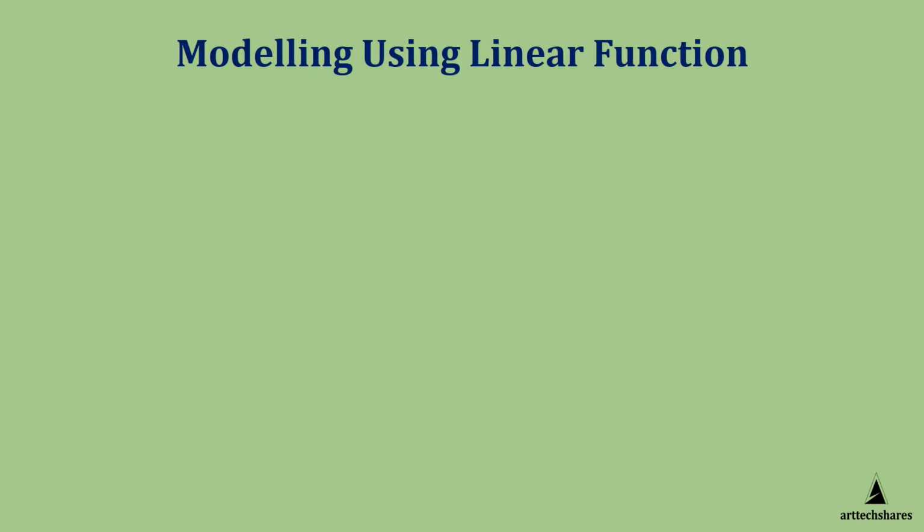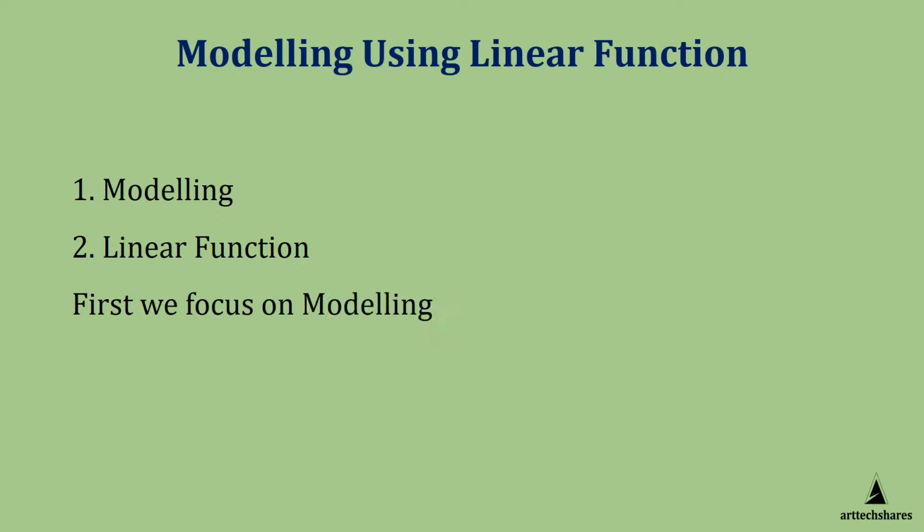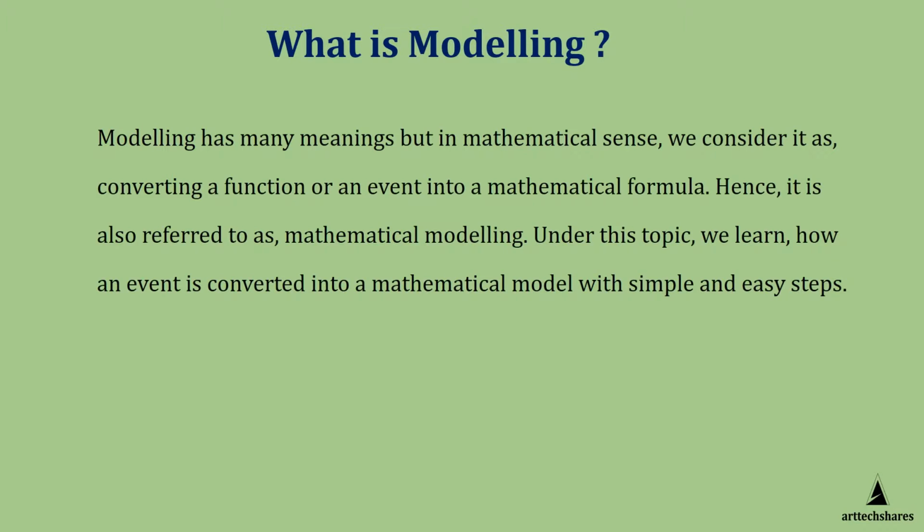Modeling using linear function. You can see there are two key elements involved in this heading. One is modeling, the other one is linear function. First, we focus on modeling. So, what is modeling? Modeling has many meanings, but in mathematical sense, we consider it as converting a function or an event into a mathematical formula. Hence, it is also referred to as mathematical modeling. Under this topic, we learn how an event is converted into a mathematical model with simple and easy steps.